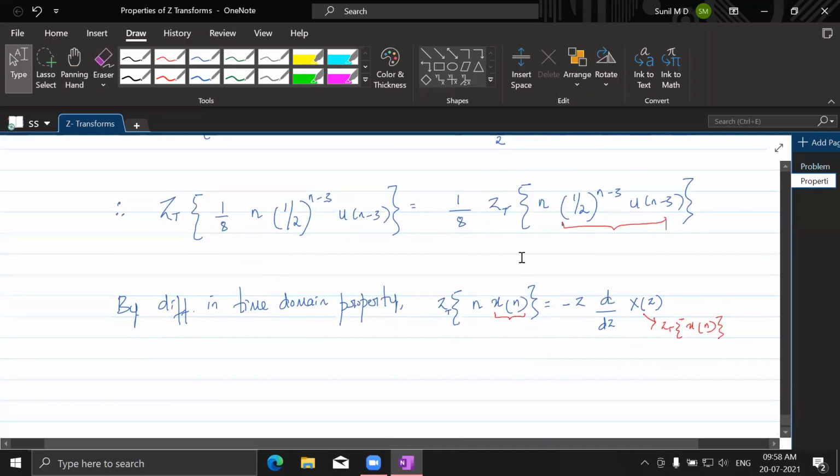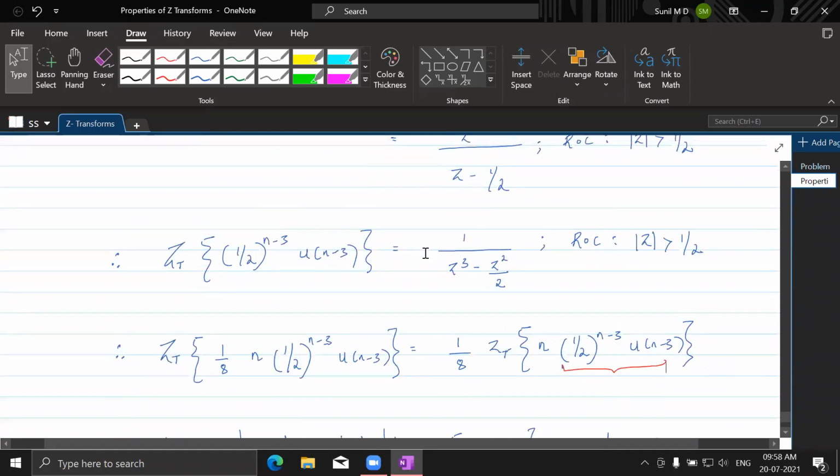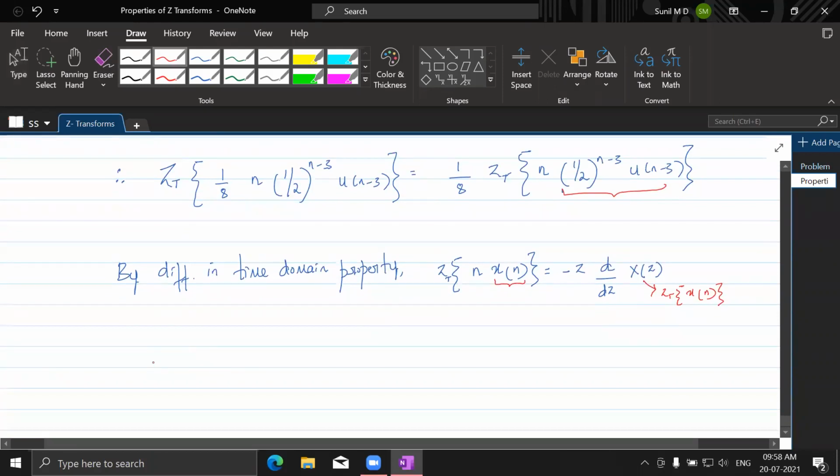See, you are multiplying n with this signal. That means what is the Z transform of this? We need to see. That has already been obtained here. Understand that? So therefore, the Z transform of 1 by 8 n half power n minus 3 u of n minus 3 is given by minus z times 1 by 8 would be there.